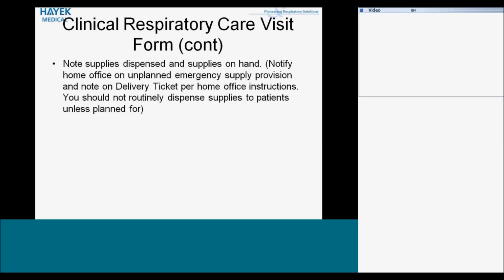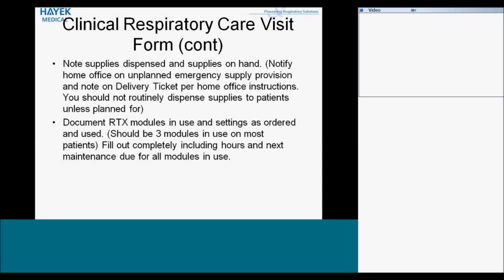On our clinical respiratory care visit form, note any supplies that you dispense to the patient and supplies on hand. Most typically, the patient is going to be receiving supplies from the home office based on their expressed need or any follow-up calls that are done from the home office. So it's rare that you will need to dispense supplies. But if you do, note that on the delivery ticket, and also let the home office know that you had to dispense supplies if you have extras.